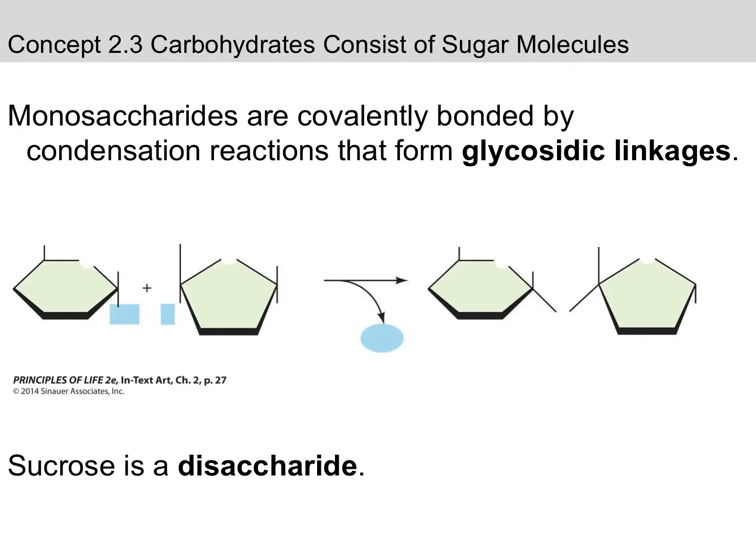So monosaccharides are covalently bonded by condensation reactions that form glycosidic linkages. Remember, a monosaccharide is your monomer. We're going to make polymers by doing the process of condensation reactions, also known as dehydration synthesis. And in that process, we are going to form a covalent bond called a glycosidic linkage. So let's take a look at what that looks like.